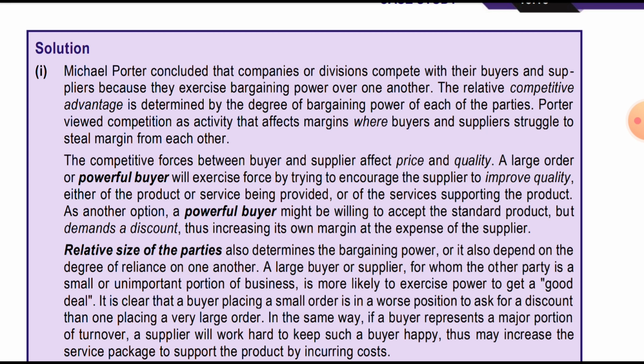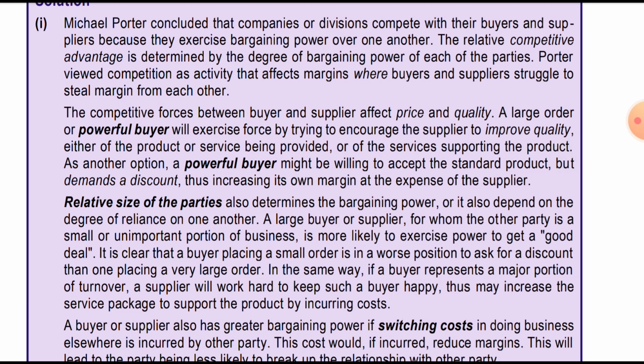The larger the order, the more the powerful buyer will exercise the force by trying to encourage the supplier to improve the quality. So if the buyer is large and powerful, they will say that I will purchase, but the quality should be good, improved quality. They will encourage the supplier to improve the quality either of the product or of the service supporting the product.